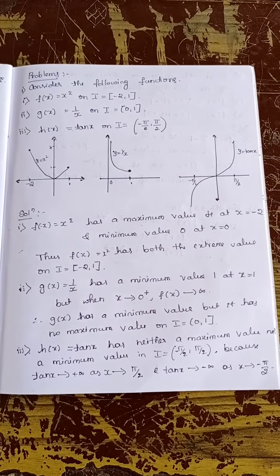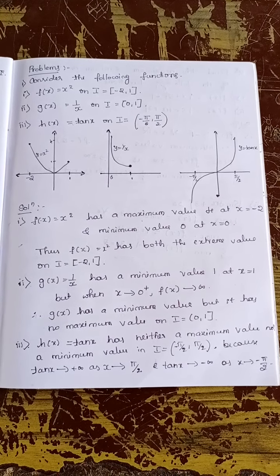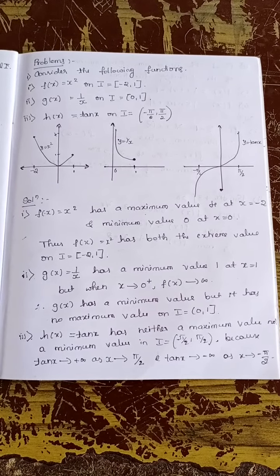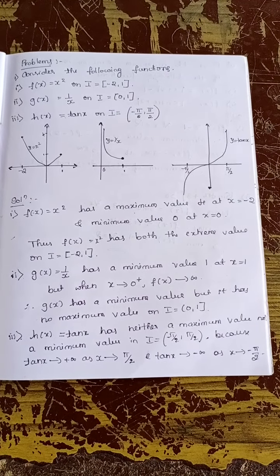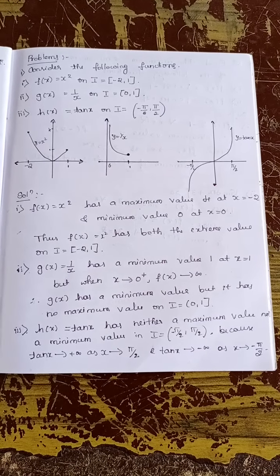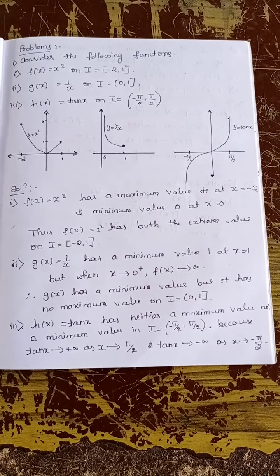Let us see some problems. Consider the following functions: f of x is equal to x square in the interval minus 2, 1, and g of x is equal to 1 by x on the interval I is equal to 0, 1, and h of x is equal to tan x on the interval I is equal to minus pi by 2 to pi by 2.